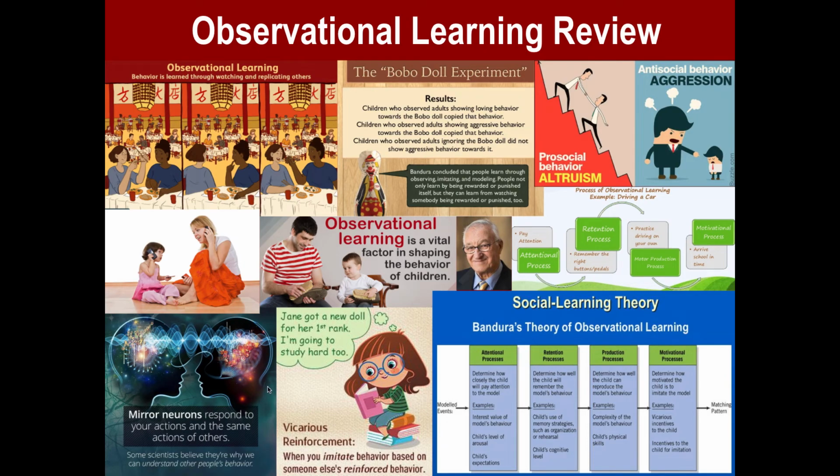So mirror neurons respond to your actions and the same actions of others. So basically, we mirror what other people are doing if we see that that is something that we can actually feasibly do. So that is observational learning. That's pretty much Unit 4.